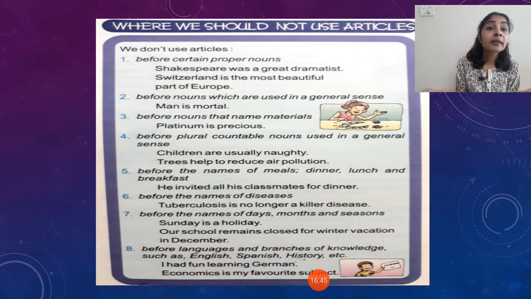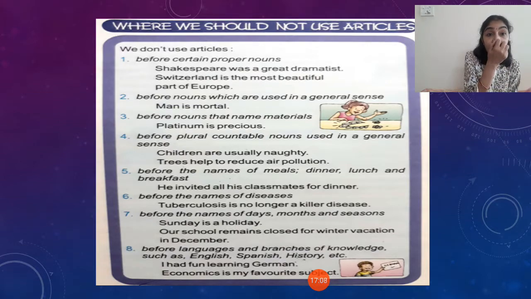Before nouns that name materials, platinum is precious. So before nouns that name a material, we are not using any kind of article there. Before plural countable nouns used in general, so we were using articles before singulars but not before plurals. Children are usually naughty. Trees help to reduce air pollution. So here we are not supposed to use any kind of article.